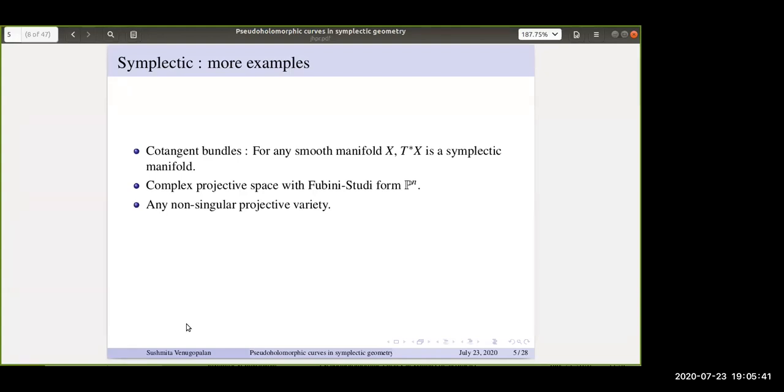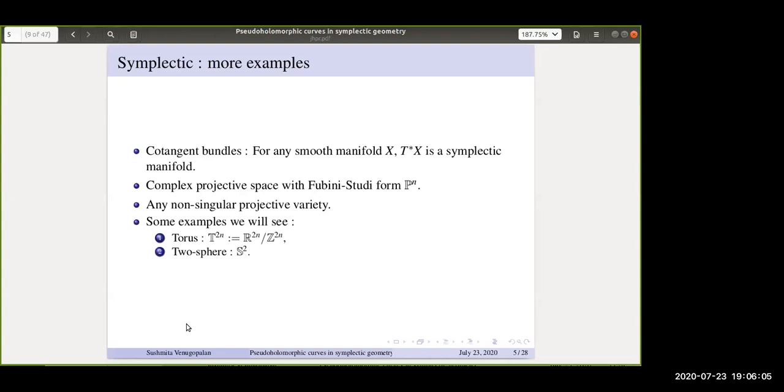As a result, since you have this kind of symplectic form on P^n, if you take any complex submanifold of P^n, the symplectic form restricts to symplectic forms on these smaller submanifolds also. So therefore, any non-singular projective variety is also a symplectic manifold.